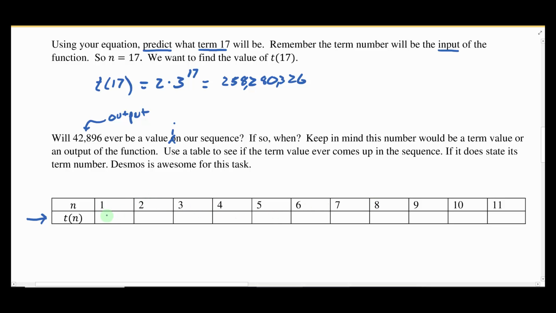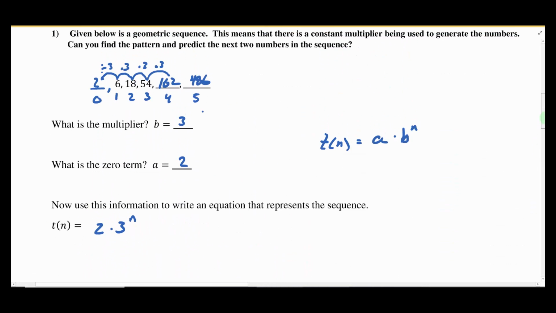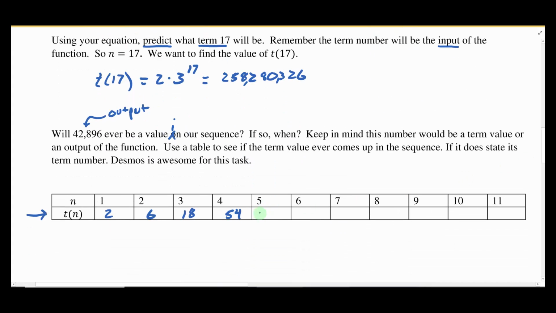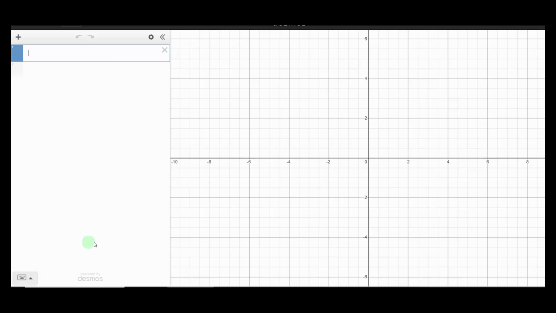And we already have the first 5 terms of our sequence here. So remember, it went 2, then 6, then 18, then 54, and I'm going to have to go back up and take a look at this. We got 162 and 486. Then we can continue our sequence from there and look to see if this number ever pops up in our sequence. The way that I'm going to do that is with Desmos. Desmos is a great tool for this, it makes it really easy. So let me show you how this looks on Desmos.